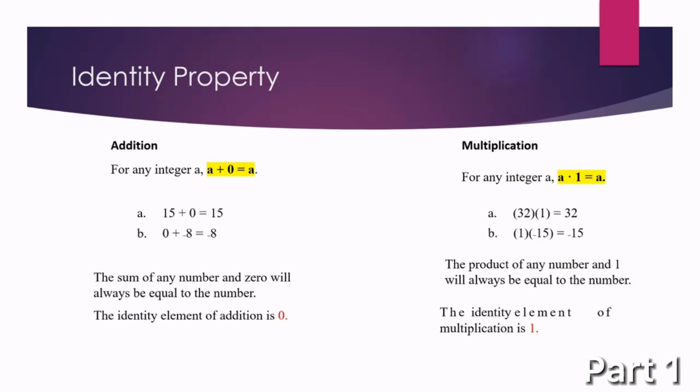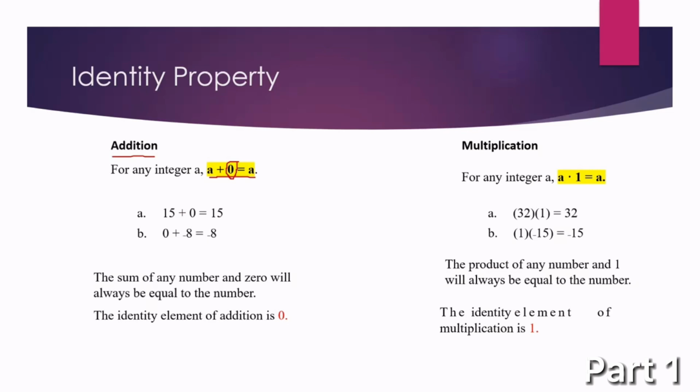Next property is the identity property. So, for addition, we have any integer a plus 0 equals a. So, anong napapansin niyo sa statement na nalamin lang si a sa 0? So, that is identity property.